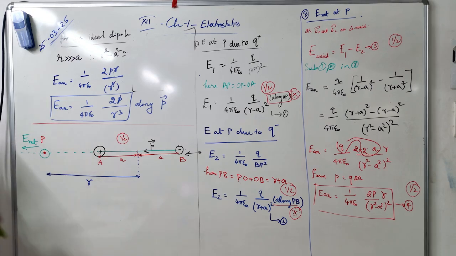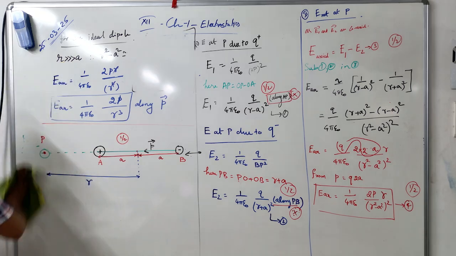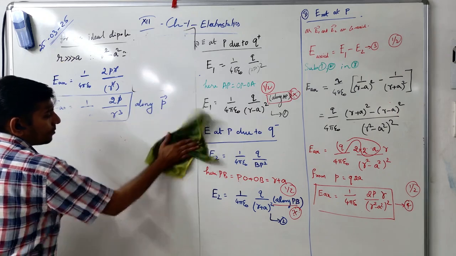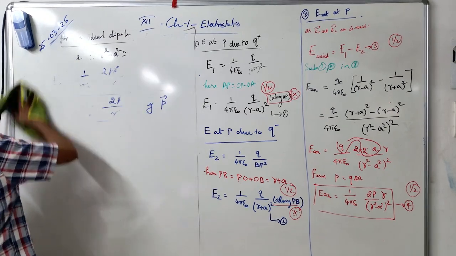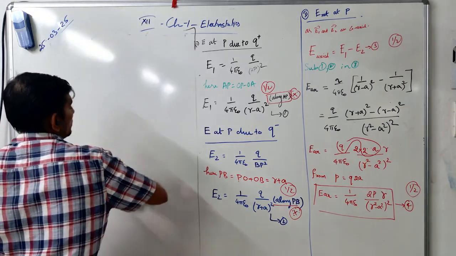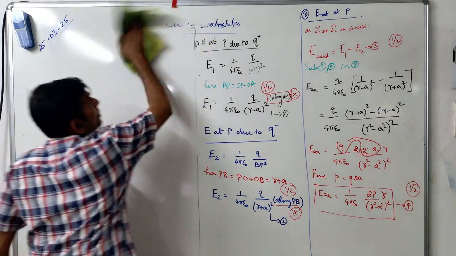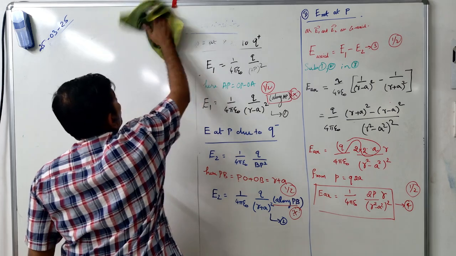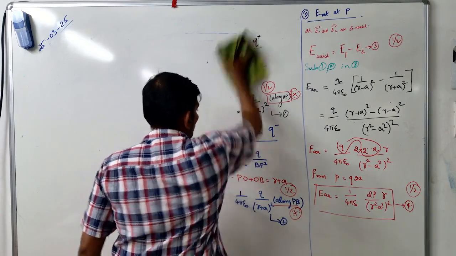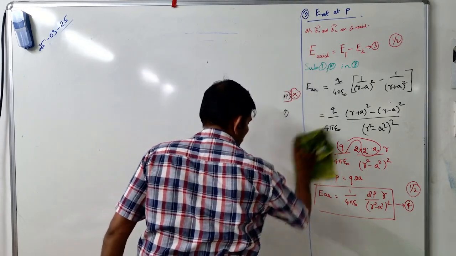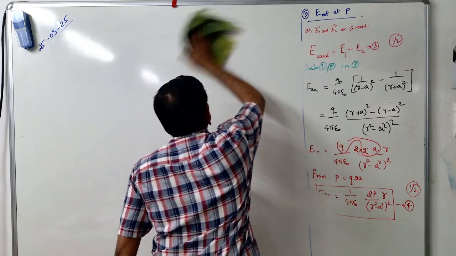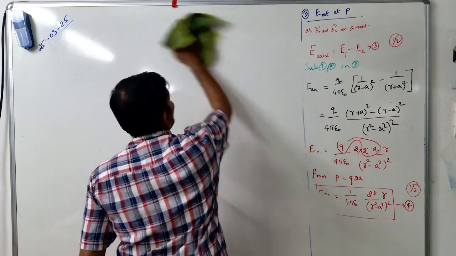The next derivation we are going to do. Give the title: electric field at a point on the equatorial line of a dipole. Sometimes this equatorial line is also called the perpendicular bisector.